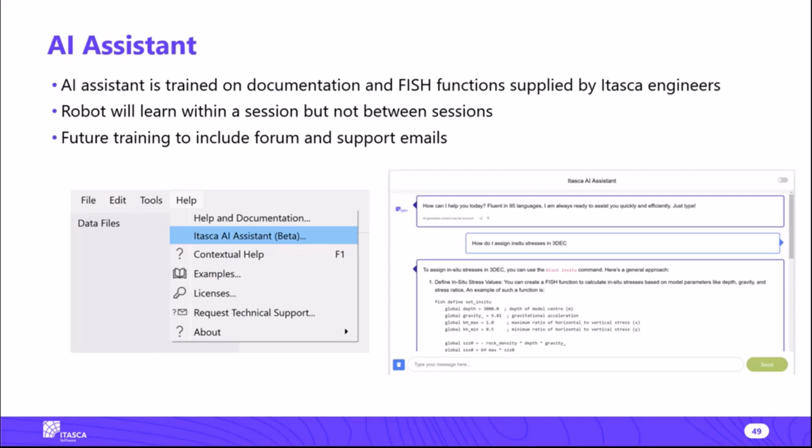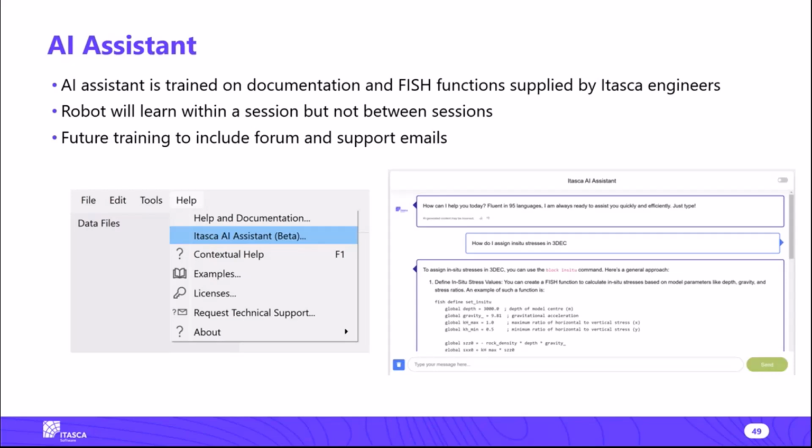New in all of the ITASCA software in version 9 and above is this AI assistant. It's a language model type of thing that's only been trained on our documentation. So it's not taking information from the entire internet, like say ChatGPT. It's only taking information from our documentation and allows you to ask questions related to using the software and get answers in plain English or whatever language you like.